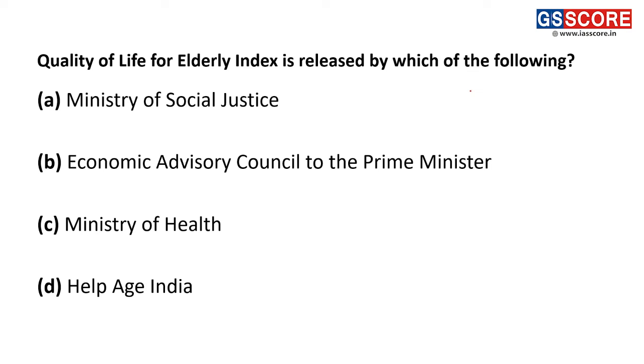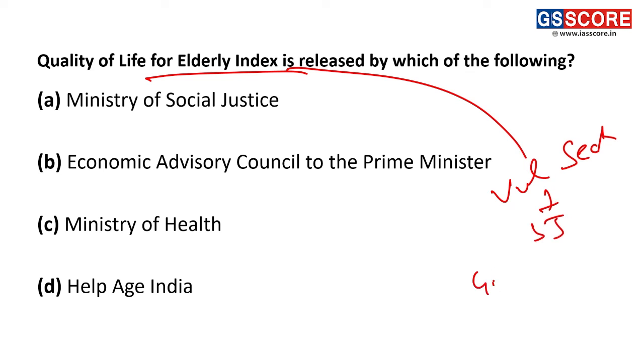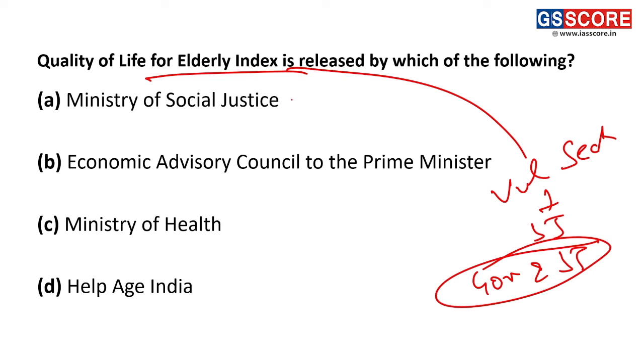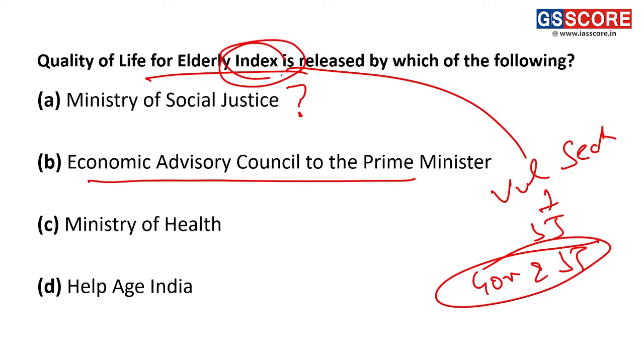The quality of life for elderly index is released by which of the following? So elderly, again a vulnerable section under social justice. So governance and social justice, as you know, make for a subject for our study. So we'll have to see. Ministry of Social Justice, very likely. Economic Advisory Council to the Prime Minister. Well, it's an index. That means it is giving an appraisal of sorts. So Ministry of Social Justice largely is the implementator or the nodal agency to oversee. So this can also be the idea.